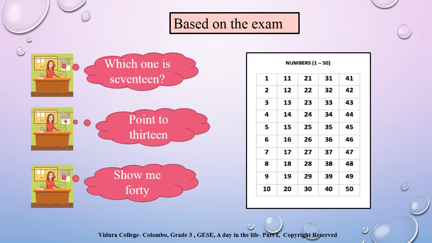Now let's see some questions based on the exam. The examiner will ask questions in many different ways to see whether you know how to give your answers correctly. The examiner will show you a number card and ask questions like these. Which one is 17? Point to 13. Show me 40. So you should listen well and answer the examiner's questions correctly following his instructions.